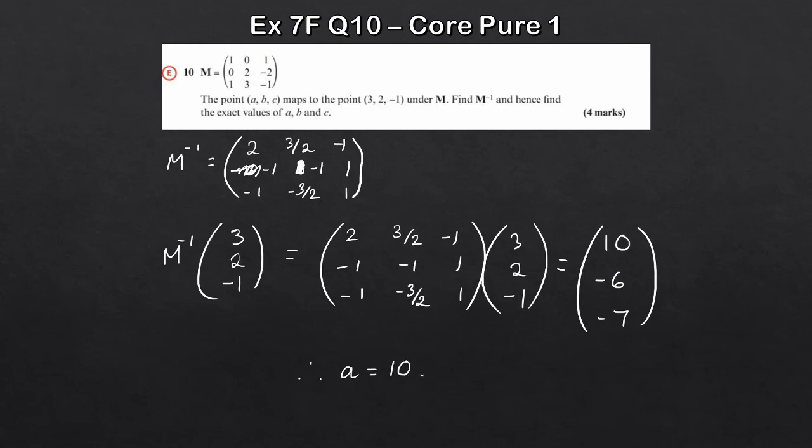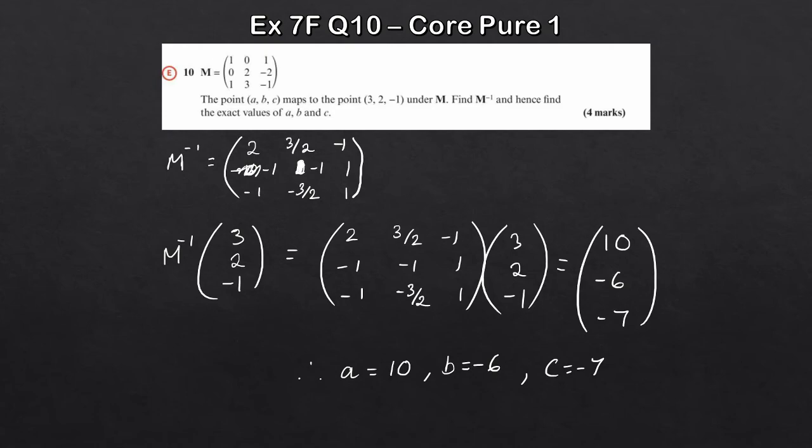Okay, so therefore, the exact values of A, B, and C: A is 10, B is minus 6, and then C is minus 7. So, quite a nice question really for 4 marks if you've got a graphical calculator. Without a graphical calculator, that question becomes a lot longer, and it's easy to make the mistake without the calculator, but it's nothing too tricky.